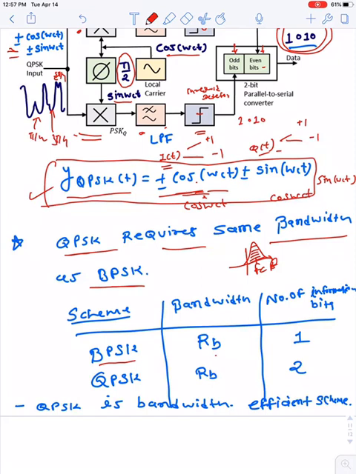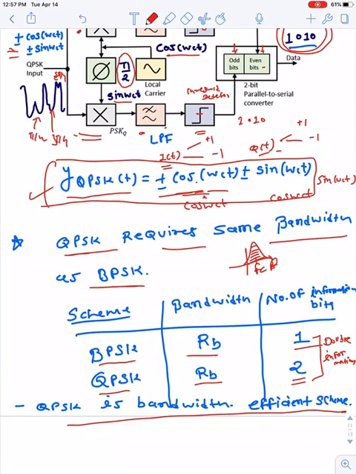In BPSK we require a minimum bandwidth rb, right? But we transmit only a single bit. Here in QPSK, with the same bandwidth, one symbol represents two bits, so we are transmitting two bits. So with the same bandwidth, we are transmitting almost double the information, and this is the advantage of QPSK. So QPSK is simply known as a bandwidth efficient scheme, and that part you need to understand.